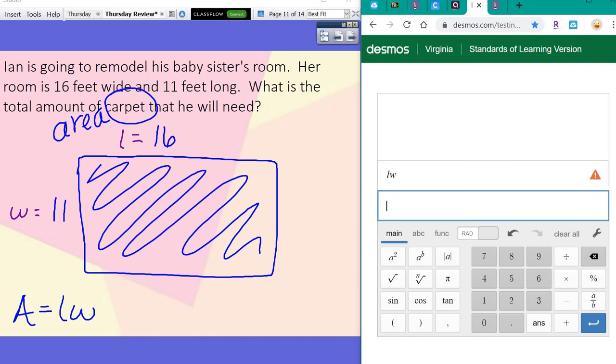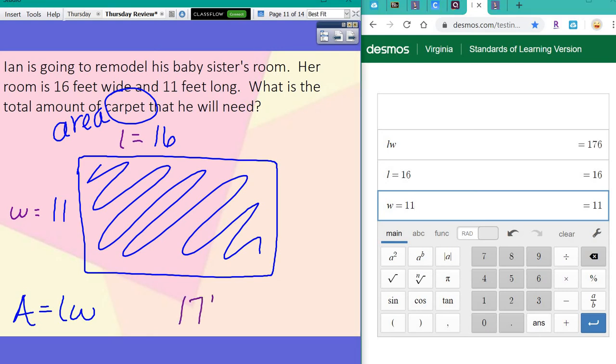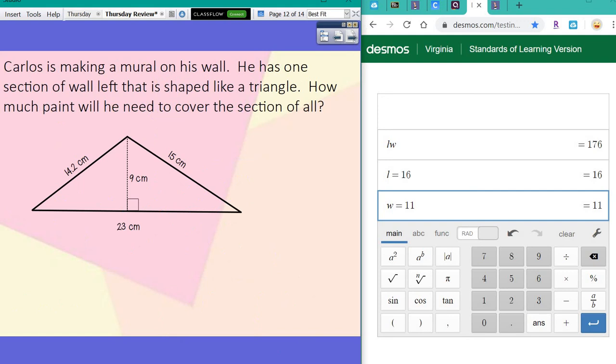And then I have to tell the calculator the things that it needs to know. So it doesn't know what length is, so I'm going to tell it, hey, the length equals 16. And the calculator still can't give me an answer because it doesn't know what the width is, but I can tell it, hey, the width is 11. And that means that my area is 176 square feet.